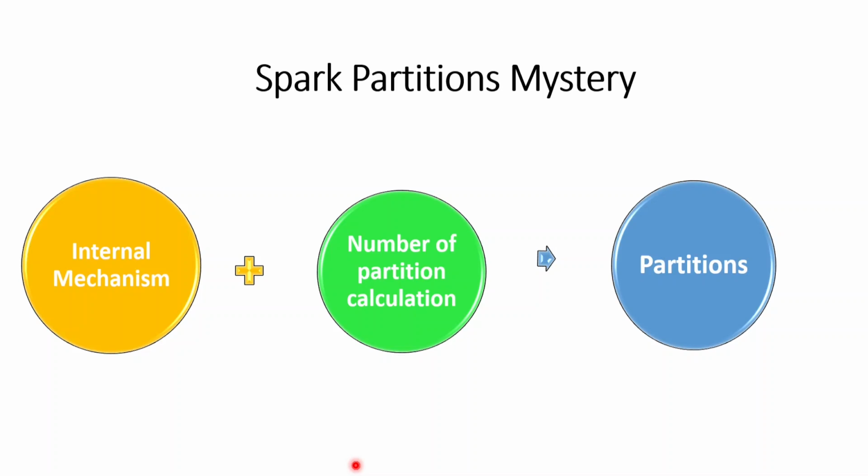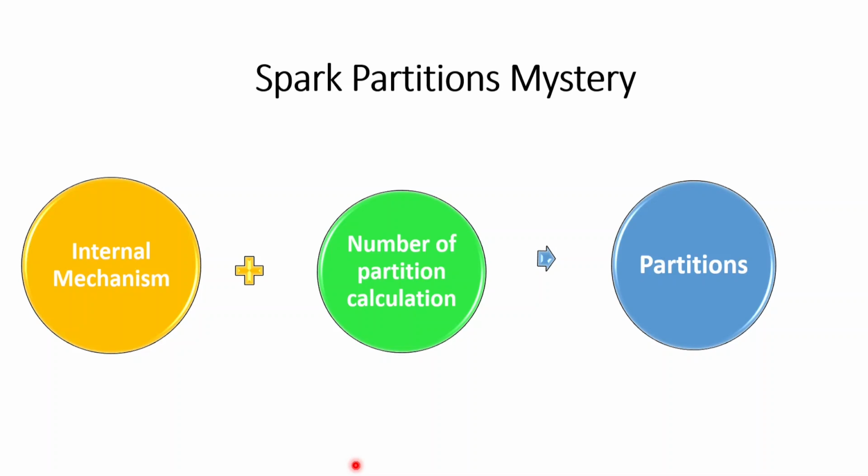How is the number of partitions decided, even though developers are aware of concepts such as the default partition block size, that is 128 megabytes, and the number of cores, that is the default parallelism? There are various parameters. Even though developers are aware of those concepts, they still cannot connect the dots to understand how the number of partitions is decided in a Spark environment.